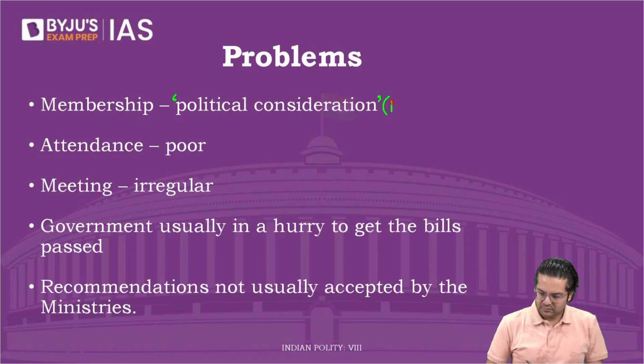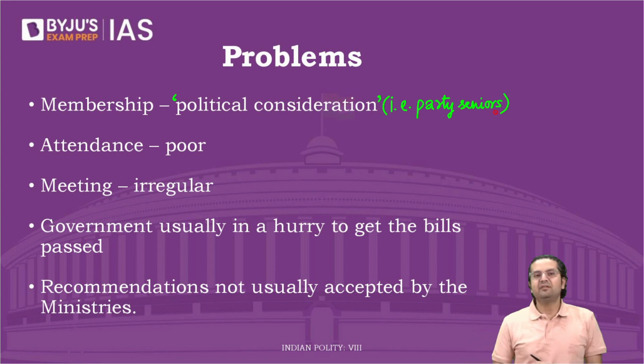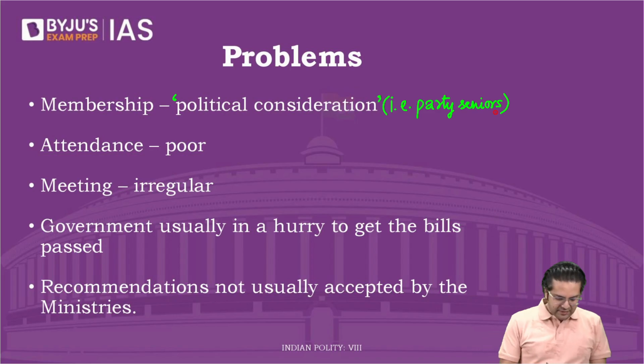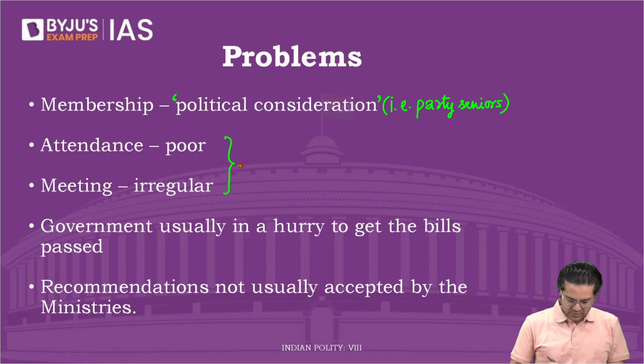Then attendance is very poor and meetings are irregular. Now, both these can be attributed to two things. Number one is common membership.